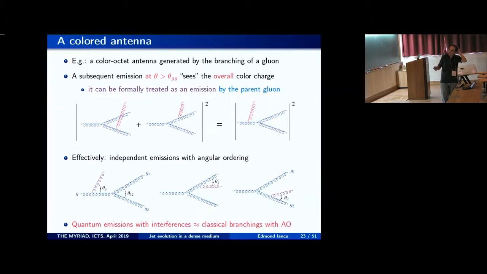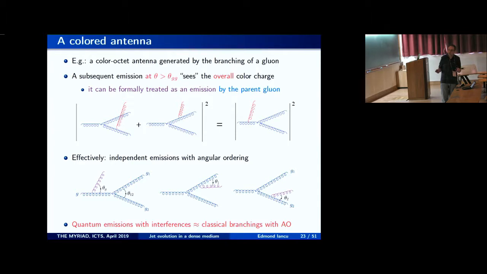So then, instead of looking at interference graphs, one can consider classical probabilistic graphs. These are now classical probabilistic emissions. They're not amplitudes anymore. We have three possible emissions. Emissions inside the antenna are at smaller angles than the emission angle here, or an emission at a larger angle, but in that case, it automatically occurs from the parent gluon, so it occurs before the formation of the antenna. So having an emission at a larger angle should occur prior to the formation of the antenna.